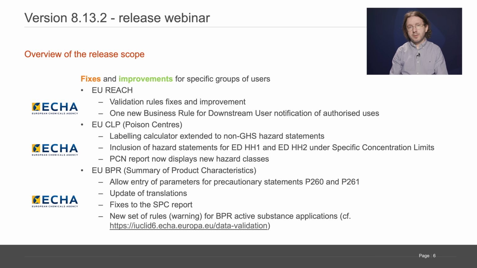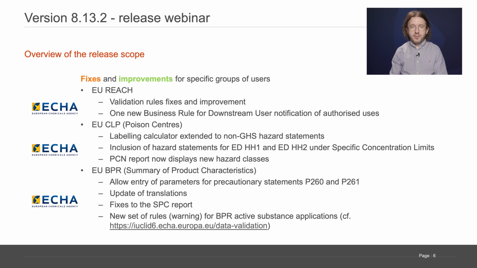I wanted also to include some specific fixes and improvements for specific groups of users. So I will start with a couple of changes relevant to users using Euclid to prepare rich dossiers. We have made some fixes to existing validation rules and improved them without changing their scope. So there is no change in the data requirements, just fixes and improvements of existing rules. We have one new business rule, though, for specific dossier type, which is the downstream user notification of authorized uses.